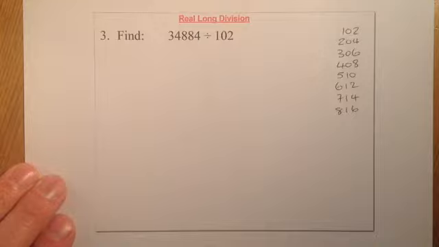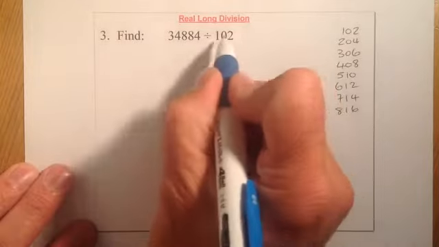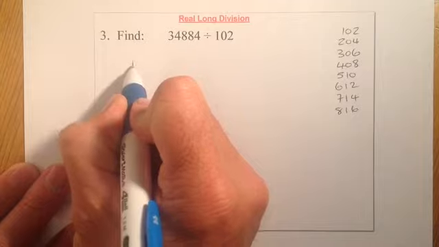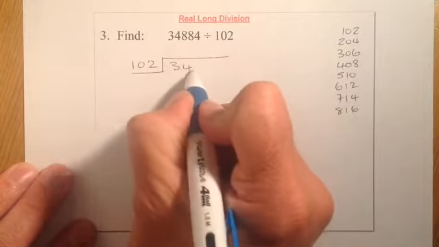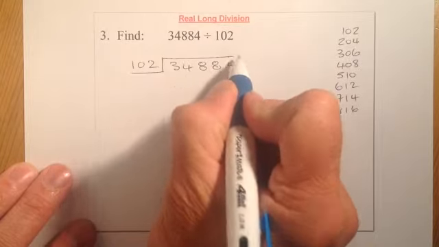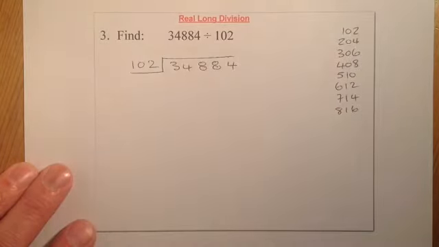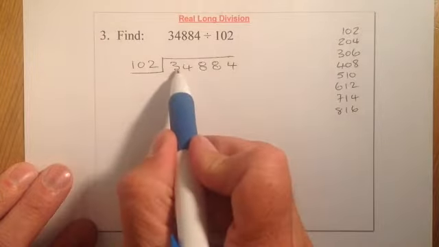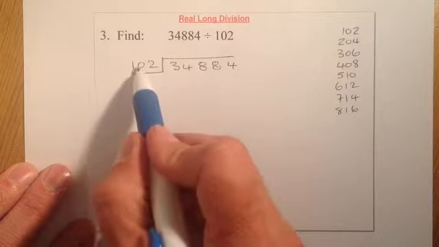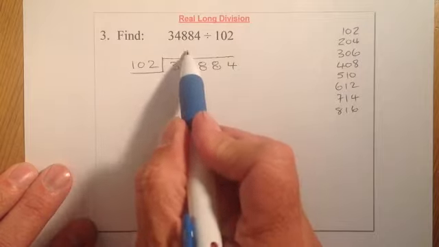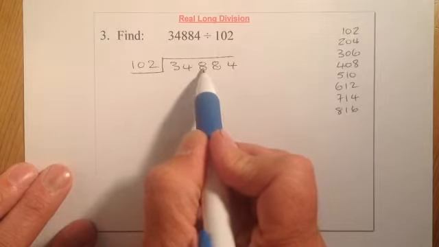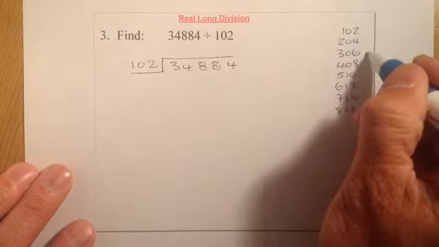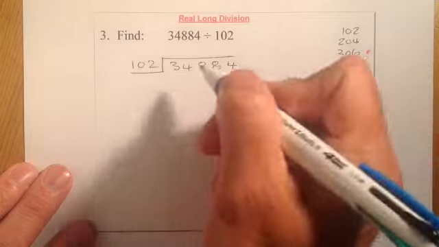Right, let's write down the question. I'm dividing by 102, so I'm going to have 102 outside here. Divide that into 3, 4, 8, 8, 4, and we'll just start by looking at that. First thing, 102 into 3 goes 0, 102 into 34 goes 0, 102 into 3, 4, 8 would work for me. I'm going to choose this number here, so that's going to be 3 that I've got.